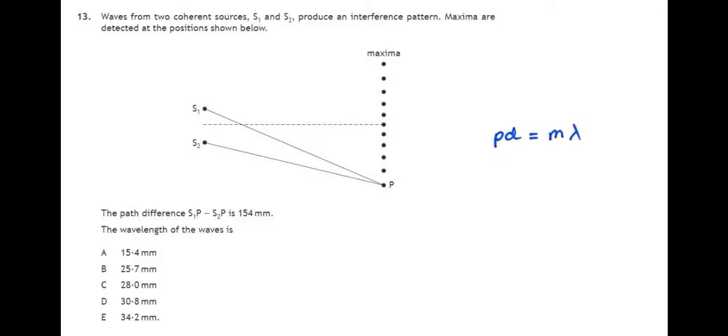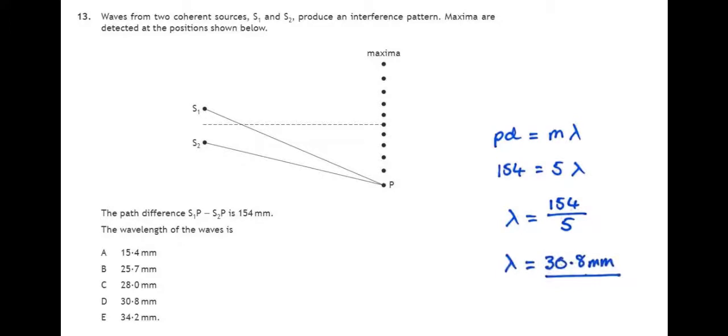So m is 5. So our path difference is 154, m is 5. So 154 equals 5 lambda. Lambda is 154 over 5, which is 30.8 millimeters. Answer D.